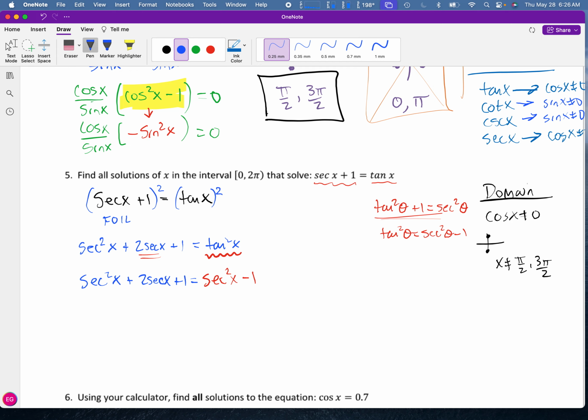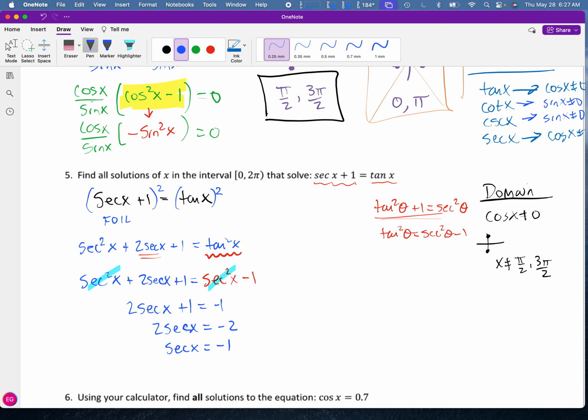So first thing I notice is that the secant squareds are literally going to cancel each other out. As I try to move them to one side, they're going to be gone. So now I'm left with 2 secant x plus 1 equals negative 1. I'm going to subtract that 1 over. So 2 secant x equals negative 2, which is going to give me secant x equals negative 1.